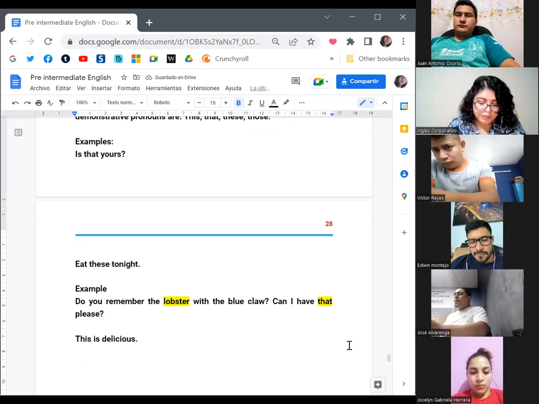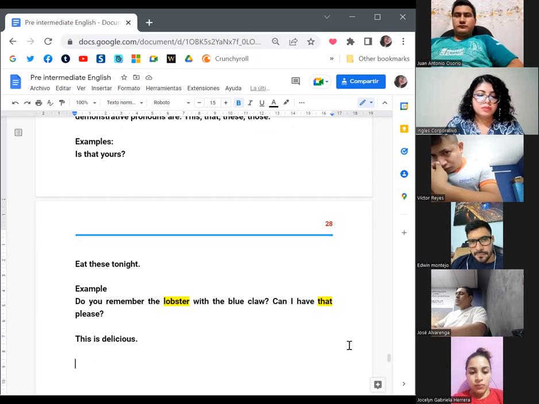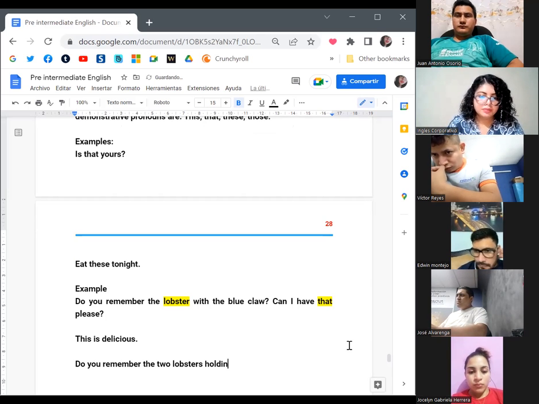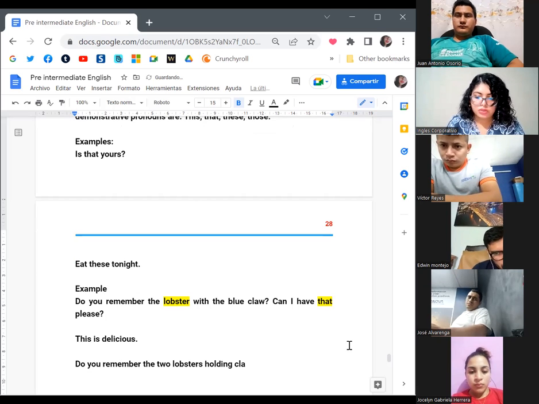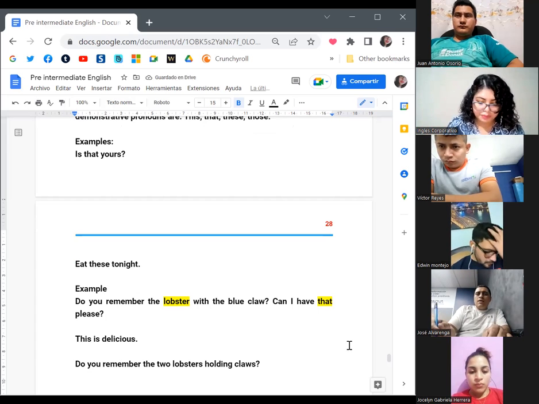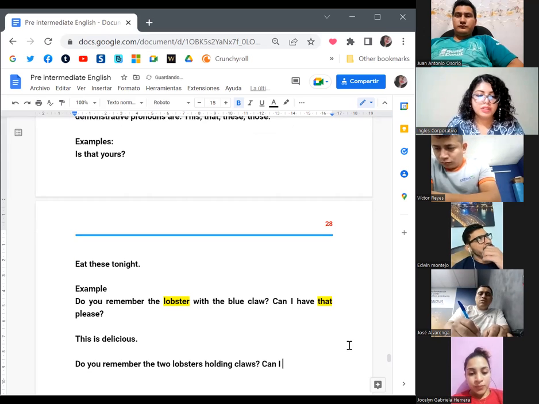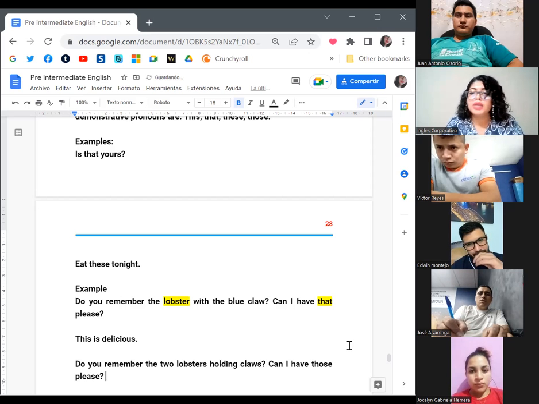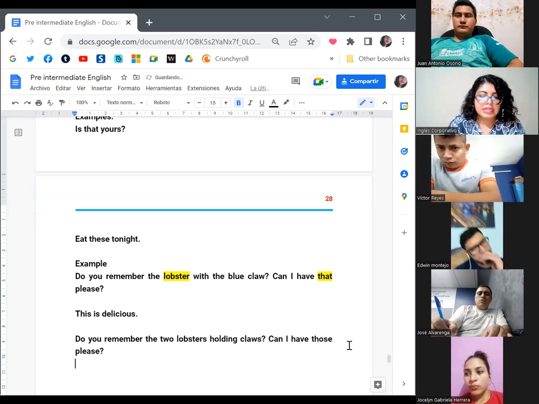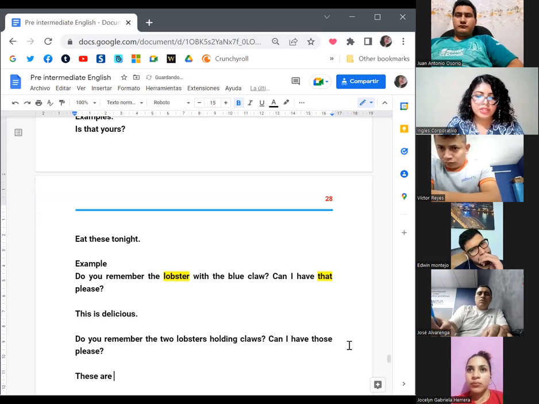So we have another one talking about lobsters. Do you remember the two lobsters holding claws? Can I have those, please? Because we have two. In this case, we are using the plural. And we have: these are delicious.